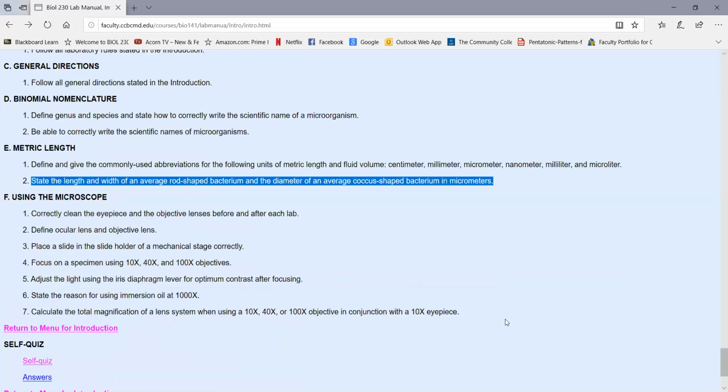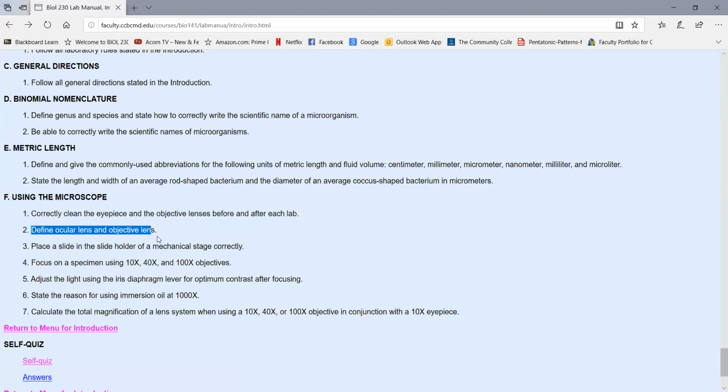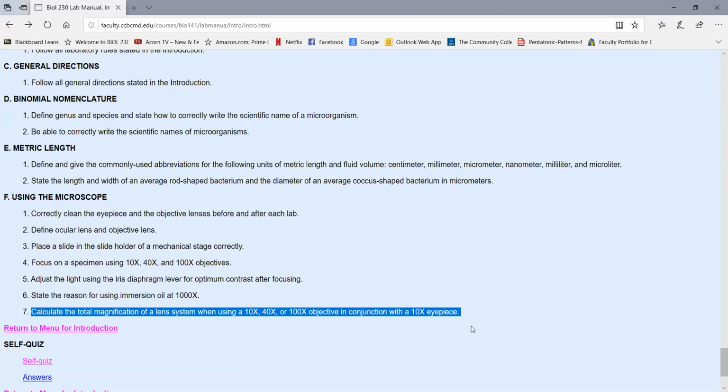There are a number of objectives under using the microscope. Many of them say you should be able to use the microscope, which again would be core lab points. You'll be finding stuff and showing it to me during the labs where we use microscopes. But there are a few testable ones here as well, like define ocular lens and objective lens, and state the reason for using immersion oil at 1,000 magnification, and calculate the total magnification of lens system when using a 10x, 40x, or 100x objective in conjunction with a 10x eyepiece. So keep in mind there are some testable objectives here that you will see on the first lab quiz.